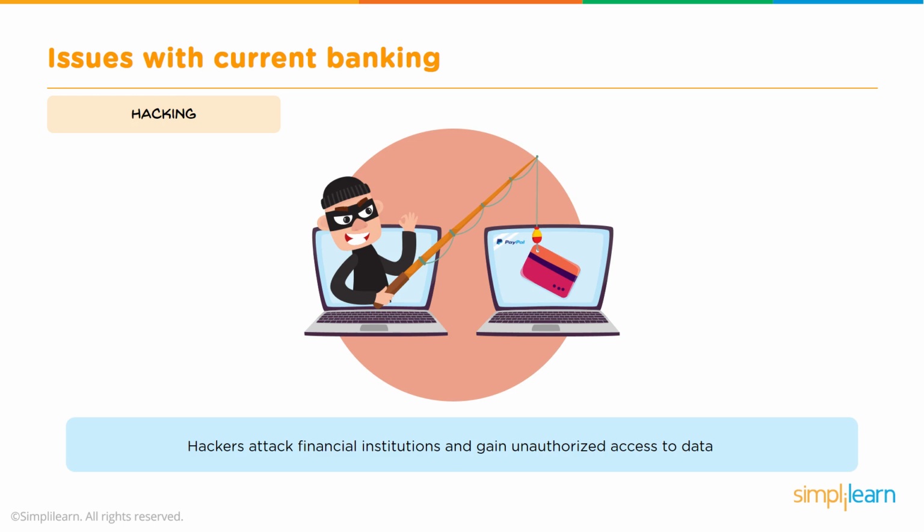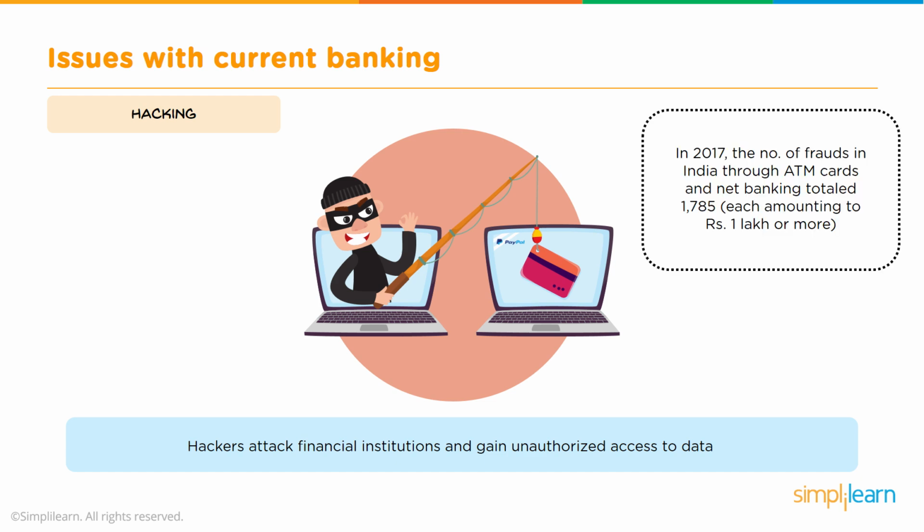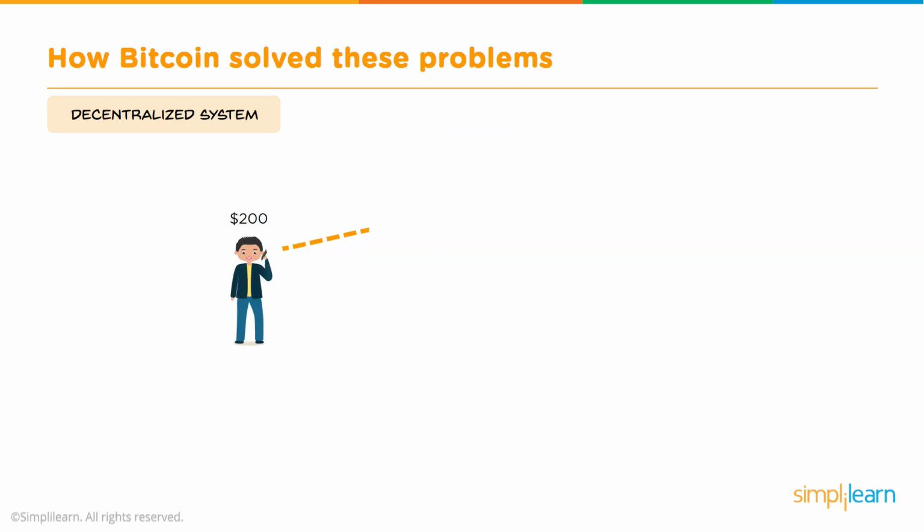So in this scenario, the lady was able to buy commodities worth more than $800, though she only had $800 in her account. Also, banking systems are prone to hacking. Hackers attack financial institutions and gain unauthorized access to data. They can do transactions on your behalf which you are not aware of, or they can transfer money to illegitimate accounts. In 2017, the number of frauds in India through ATM cards and net banking totaled 1,785, each amounting to more than 1 lakh rupees. So the current banking system is prone to so many hacks that it can amount to a huge cost of money.